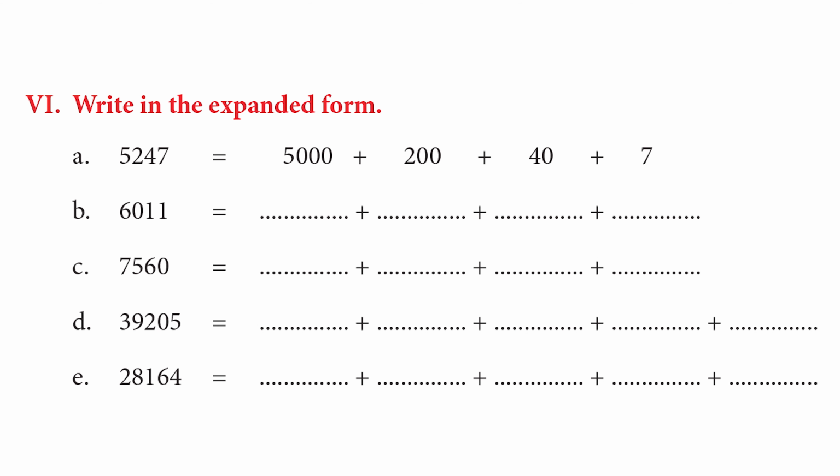So we were looking at the expanded form. The first example is already done for us, 5247. So we write it as 5247, which we've been seeing before. No problem. Let's take a look at the 5-digit numbers. So it is 39205. So how do we write it in our textbook?